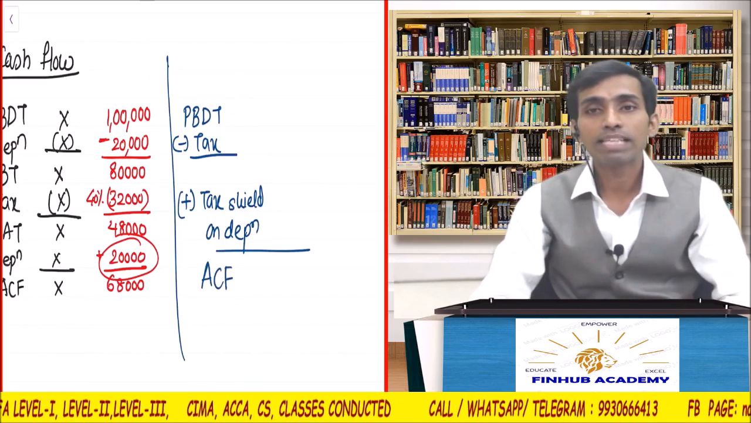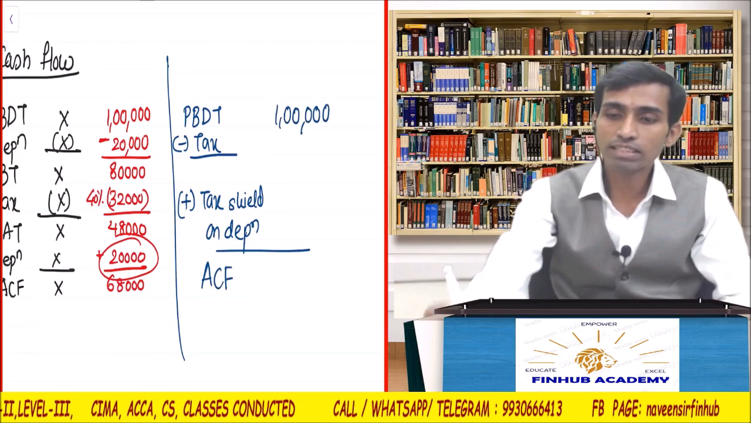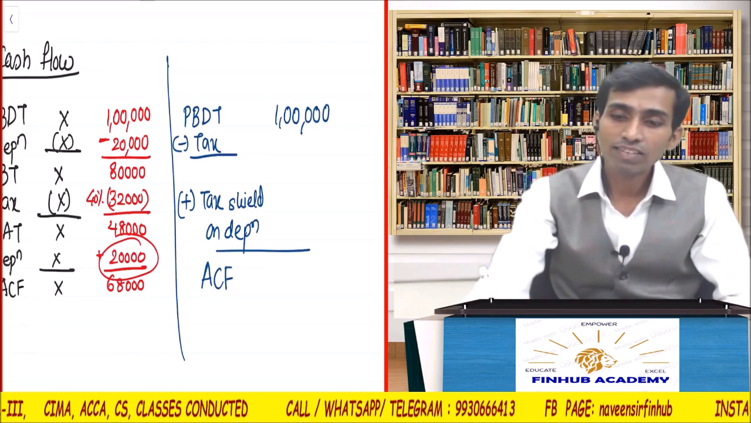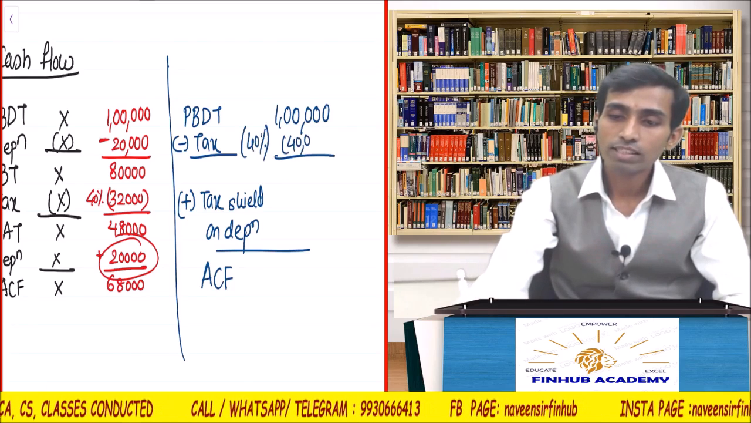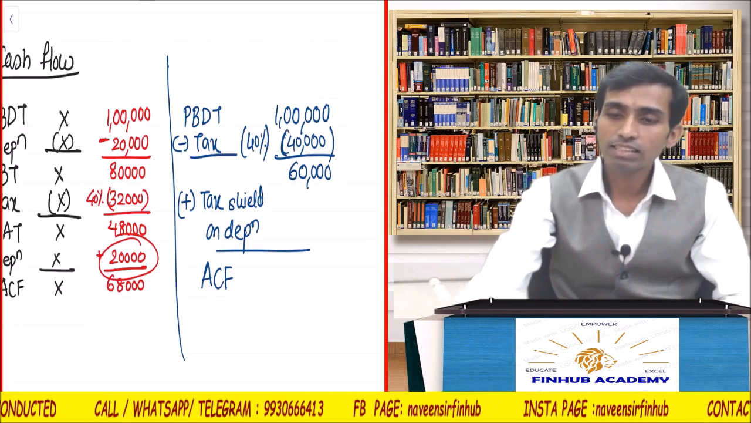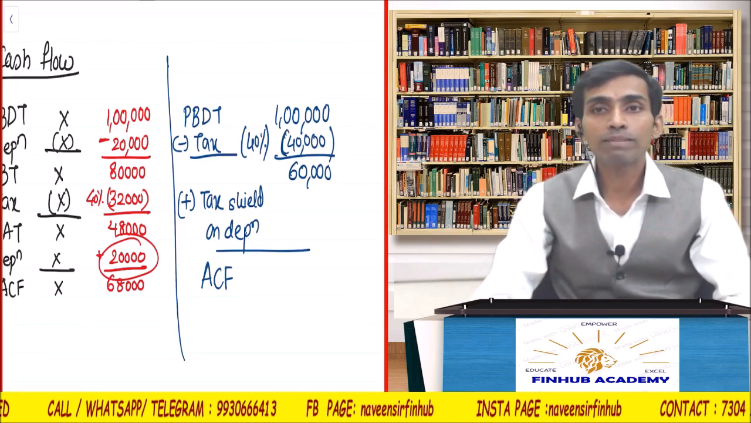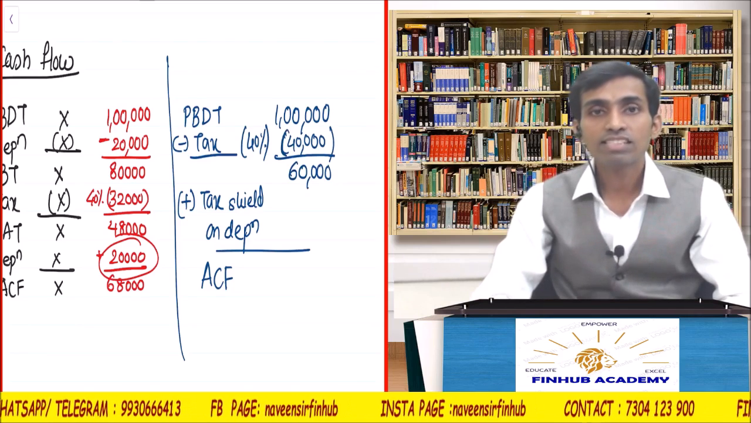See, I will explain what I mean to say. 1 lakh was my PBDT. This is another method. On 1 lakh, I will calculate 40%. That comes to how much? 40,000. So I am left with 60,000. Please understand, this is just a method. You are not actually going to pay 40% here.